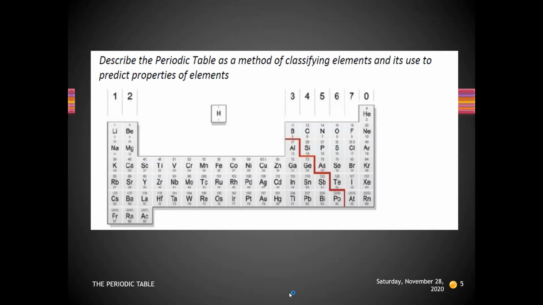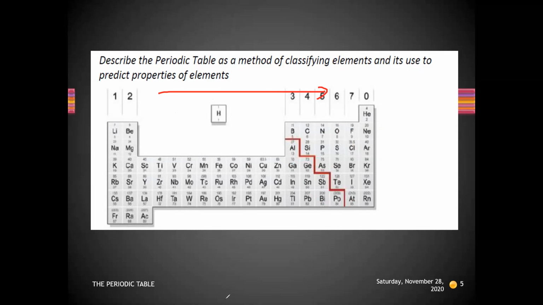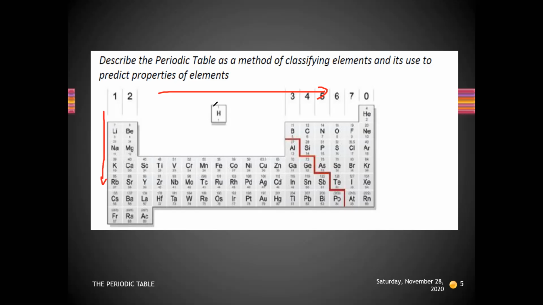Around this staircase line, you will find metalloids, and on the right hand side you have non-metals, on the left hand side you have metals. As we move across the period from left to right, the elements become more non-metallic. So on the left hand side there are more metals, on the right hand side there are non-metals. And as we go down the group, what happens? It becomes more metallic or tends to lose electrons easily.